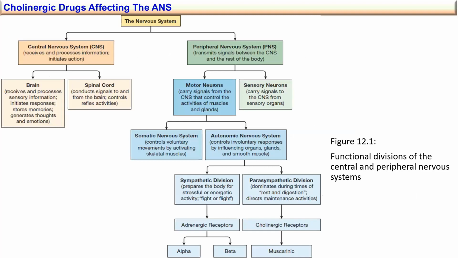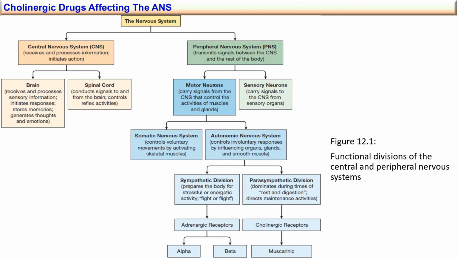So this slide provides the basic functions and sections of the nervous system. The nervous system consists of two main subsystems. The first one is the CNS, the central nervous system, which comprises two main components: the brain and the spinal cord. That is listed under the CNS.